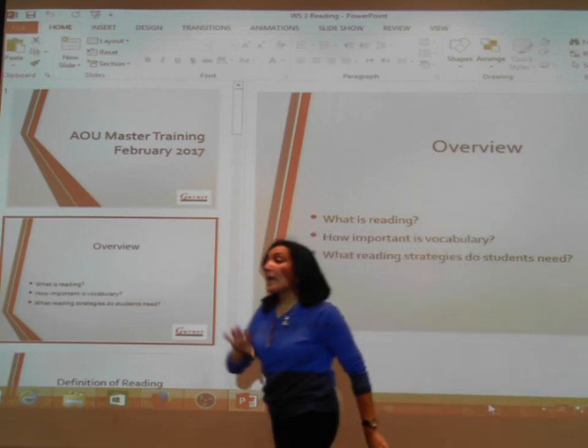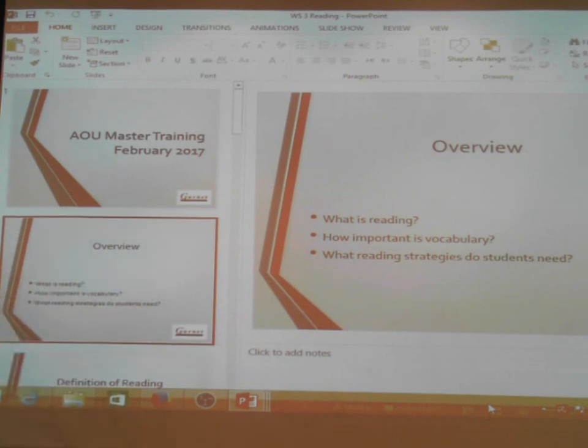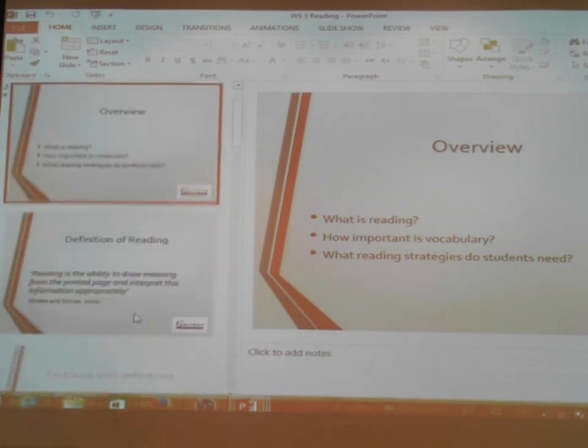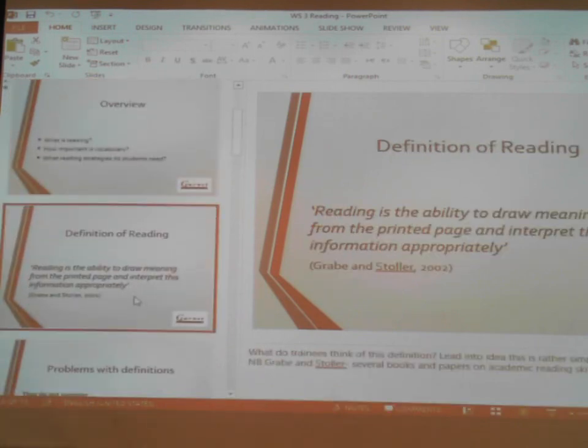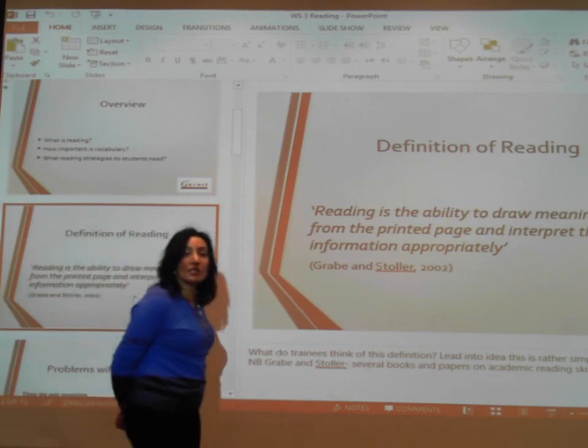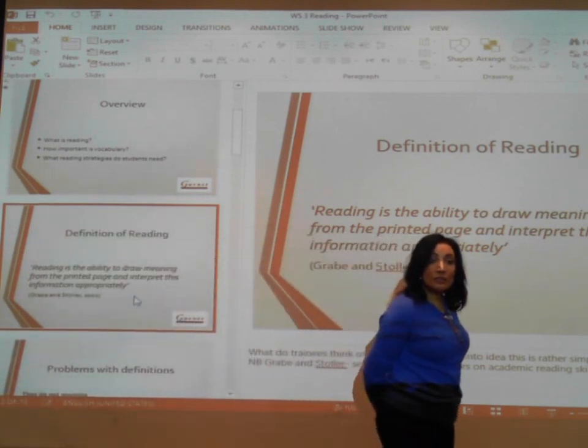Very much so, okay? The basic definition, but look, something is missing in the definition of reading. The basic definition is, as Dr. Ramsey said, reading is the ability, one of the four skills, to draw meaning from the printed page and interpret this information appropriately. Are there levels of deciphering or understanding the text? Definitely.